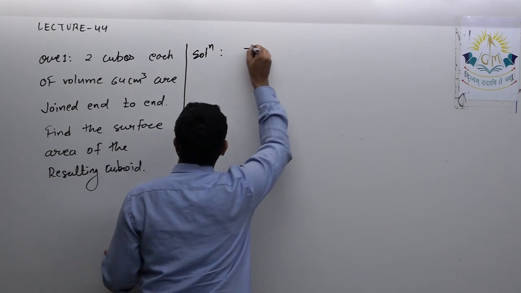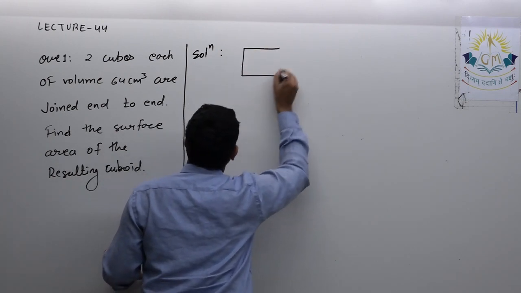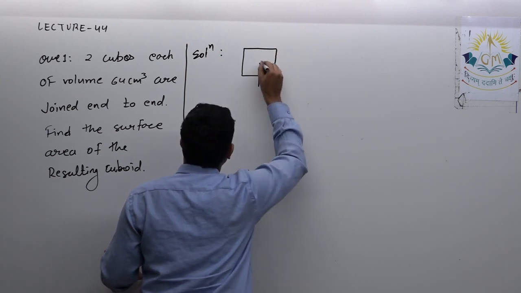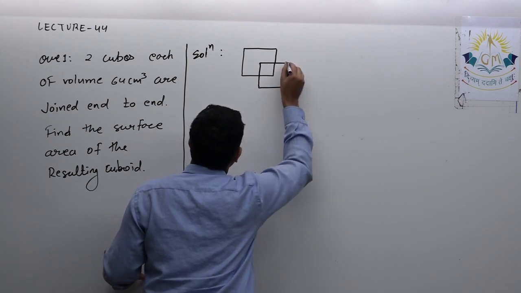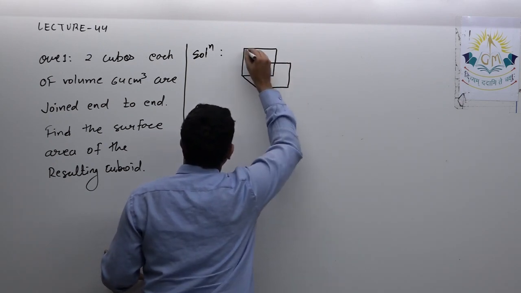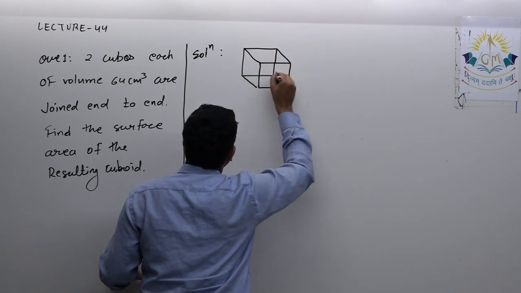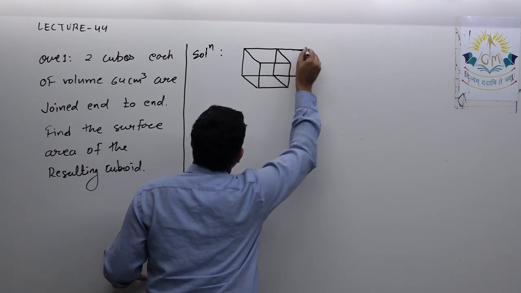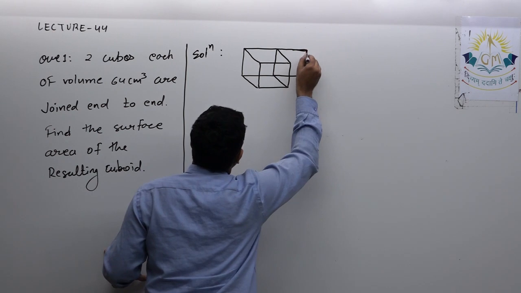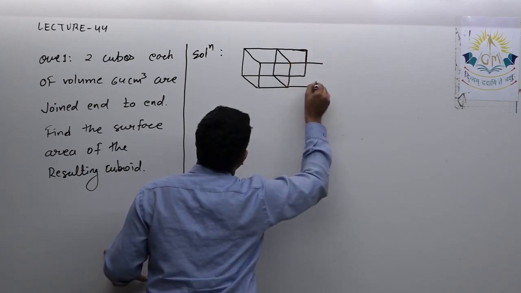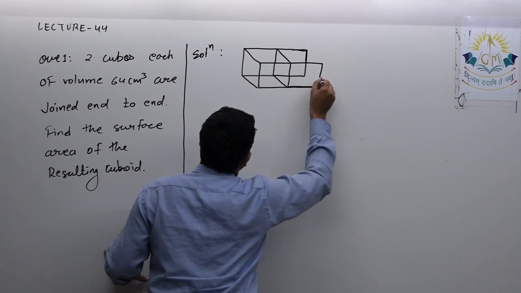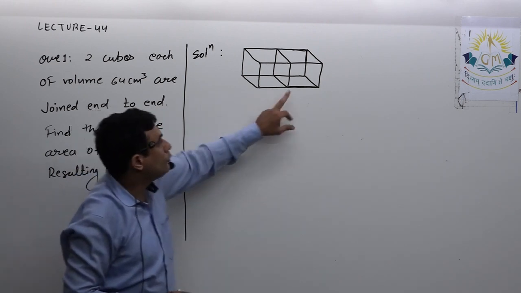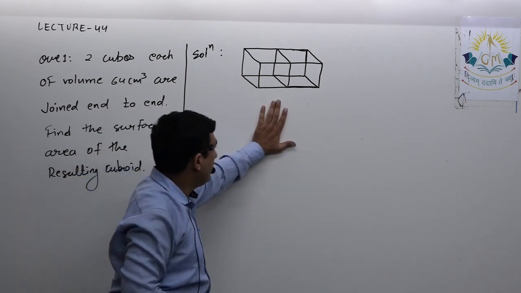So first of all, we have to draw the diagram. That means two cubes. We have to see which type of solid we'll get if we join two cubes end to end in this way. So this is the first cube I'm taking, and now I have to join one more cube. This is the second cube which has been joined in this way. When we join two cubes end to end, we can see that it will be a cuboid.